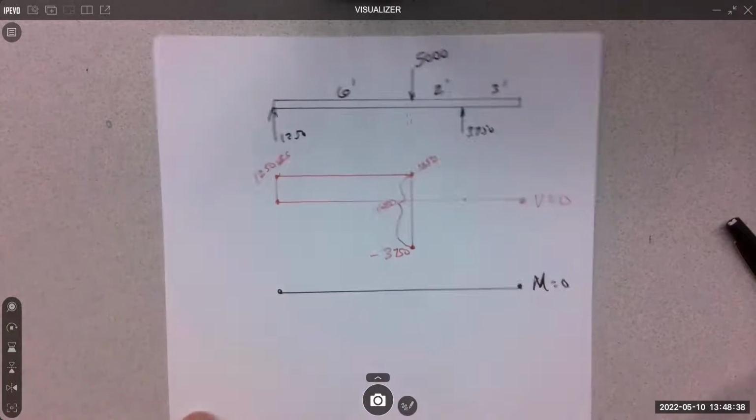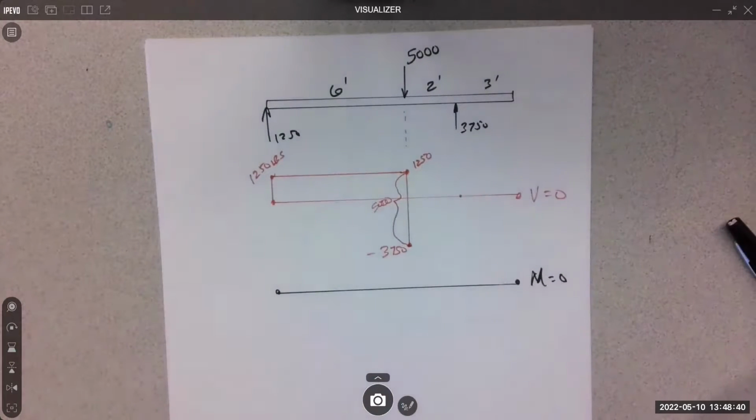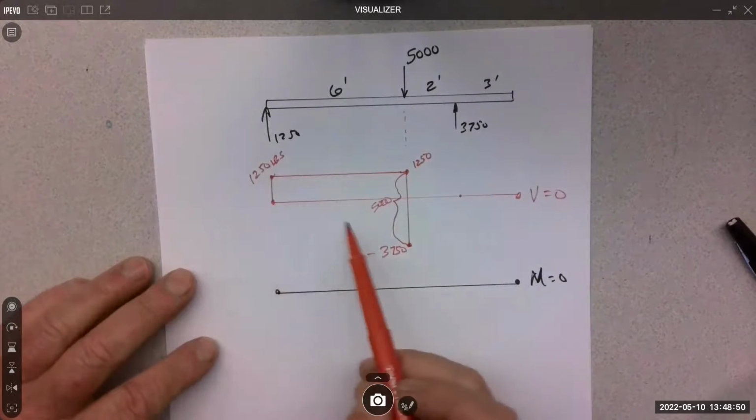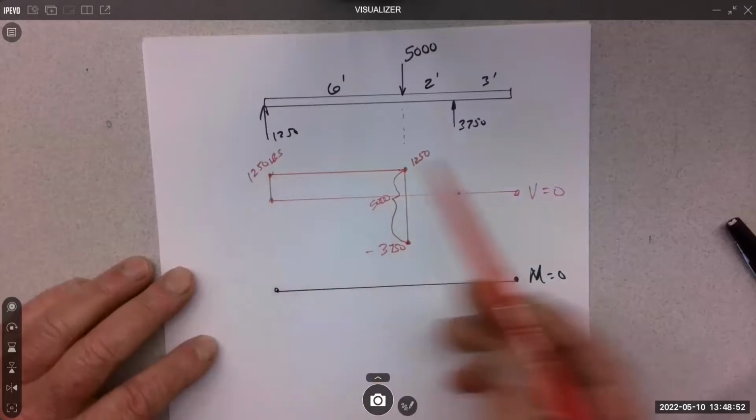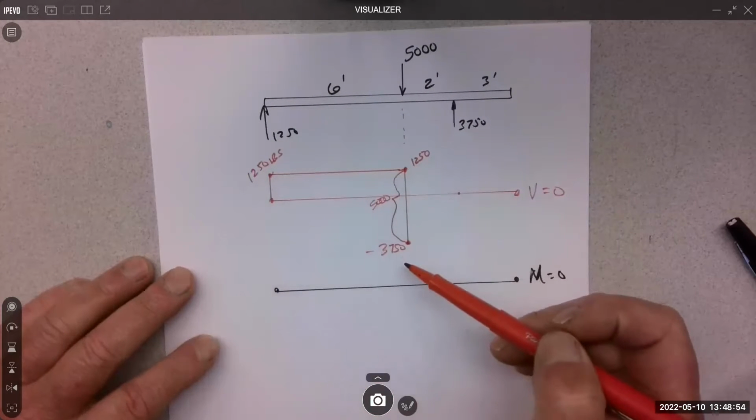negative, which is what I believe we found at the 5,000, right? We found a negative shear force, 3750. And at 2 feet, we found 1250. At 4 feet, we found 1250. At 6 feet, we found 3750 negative.